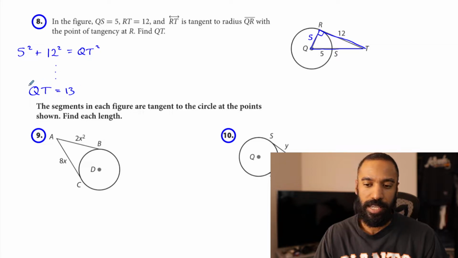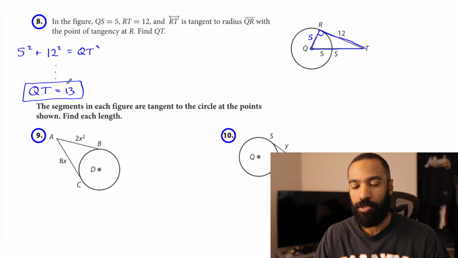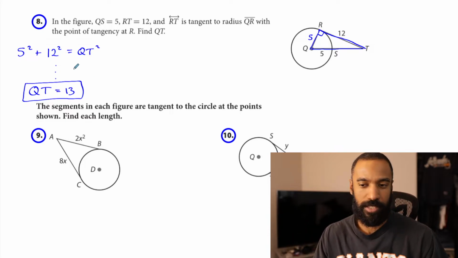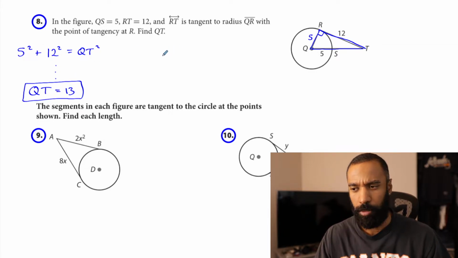QT equals 13. Now, my option number 2 is that this is a 5, 12, 13 Pythagorean triple. If you know some of your right triangles, then you would just know that answer straight up. It's still part of Pythagorean theorem, but it's the knowledge of a 5, 12, 13 special right triangle, a Pythagorean triple, I should say.